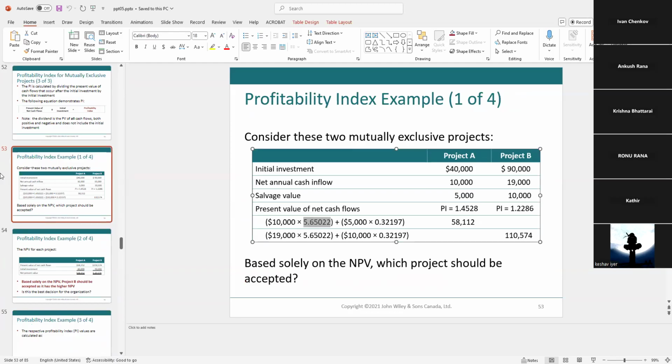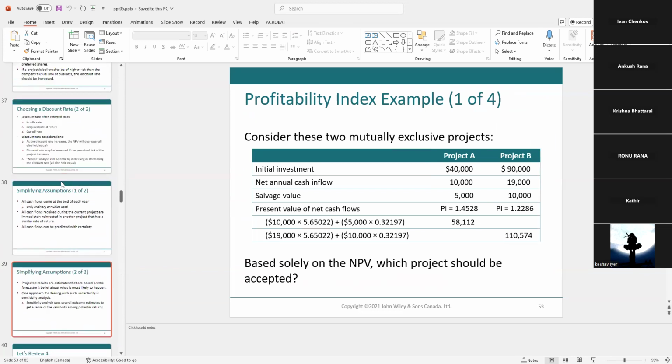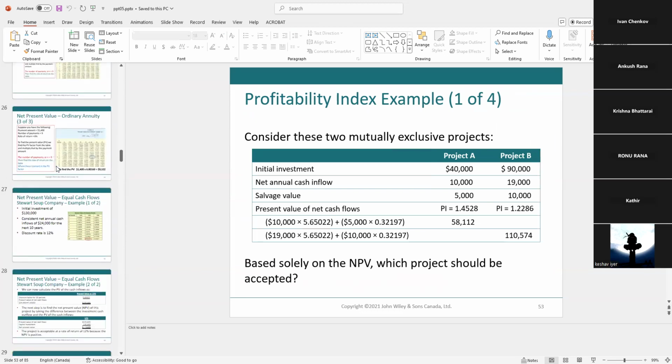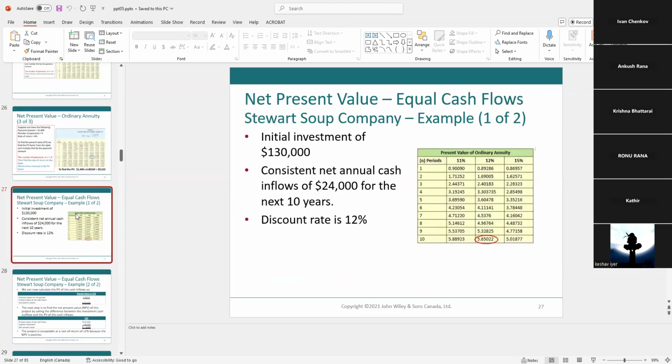Yes. So if we go to that table over here, when we're getting equal cash flows, 565022 is the number that we have. That number is equal if we're using a 12% discount rate over 10 years. Make sense? Yes. So 10 years, 12%, that's the number.